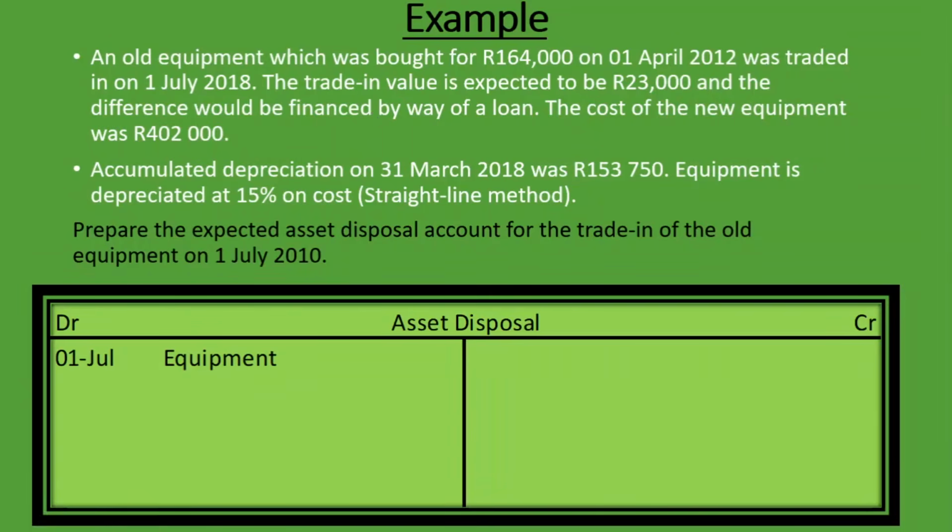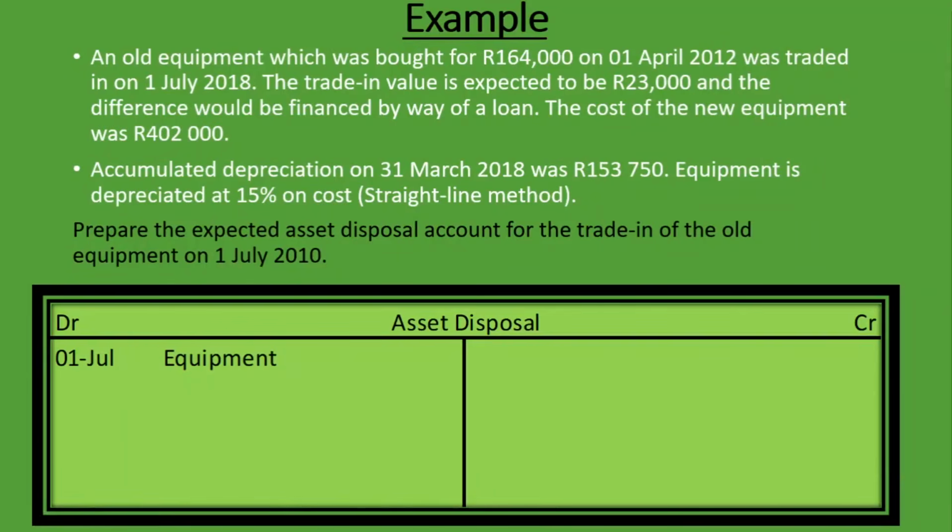And at what amount do we record this equipment? Well, we record this equipment at the actual cost at which we bought the equipment. So whatever amount we bought the equipment at, that is the amount that we will record on the debit side. So we've already put our description here as equipment, and what is the amount that we bought this equipment for? We bought it for 164,000 Rand. So we recorded at the actual cost of the equipment.